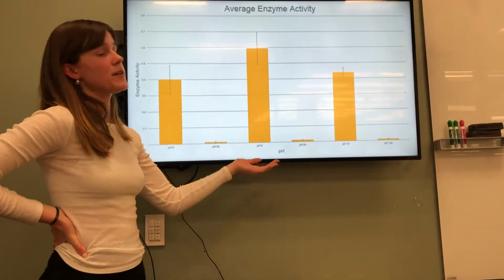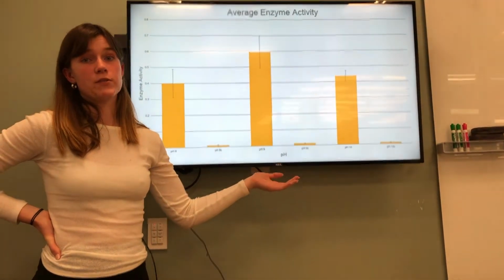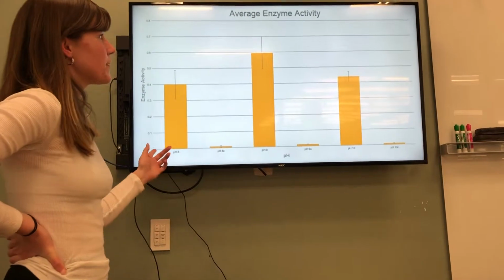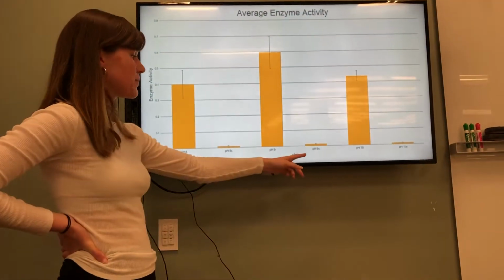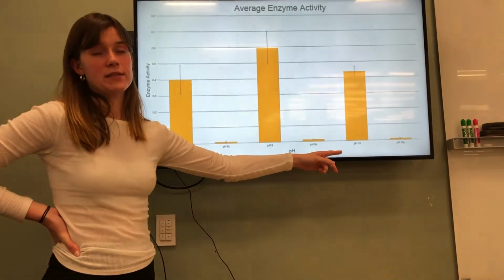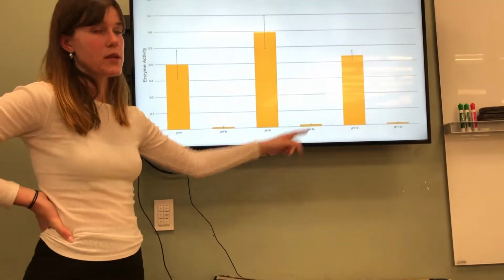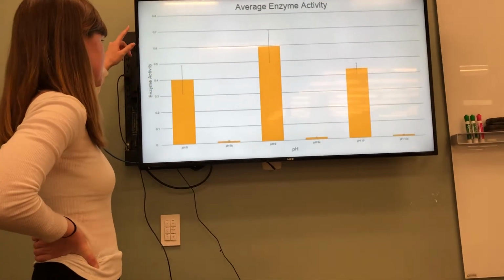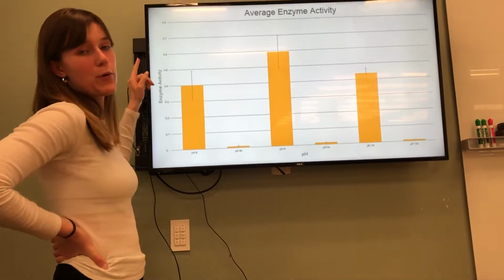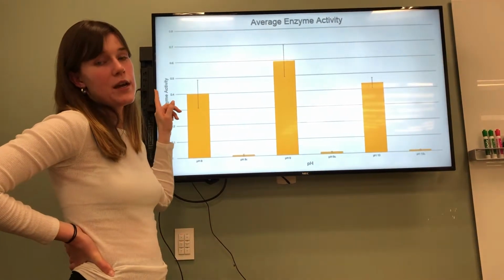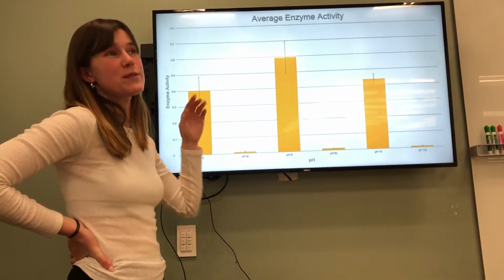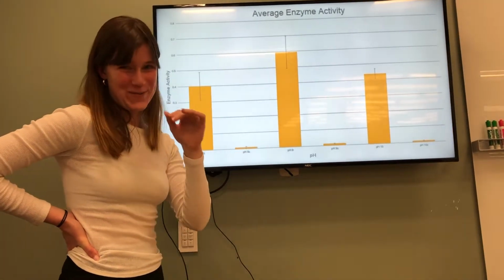The bar graph here represents the results from our experiment. In this bar graph, the x-axis displays the different pHs that we tested, as well as the controls. And the y-axis displays the enzyme activity that we recorded at 440 nanometers on the spectrophotometer.